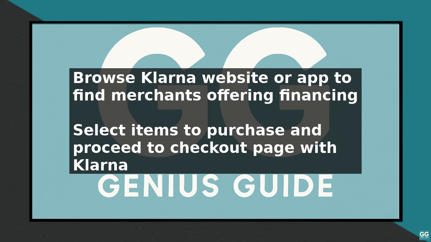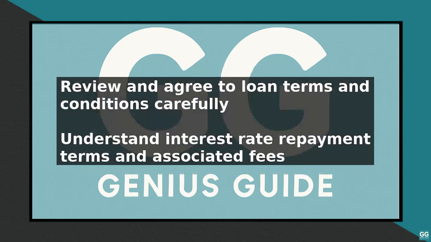When you find a merchant that offers Klarna financing, select the items you want to purchase and proceed to the checkout page. On the checkout page, select Klarna as your payment method and choose the financing option that best suits your needs. Klarna offers several financing options, including pay in 4 installments, pay in 30 days, and financing up to 36 months. After selecting your financing option, review and agree to the terms and conditions of the loan.